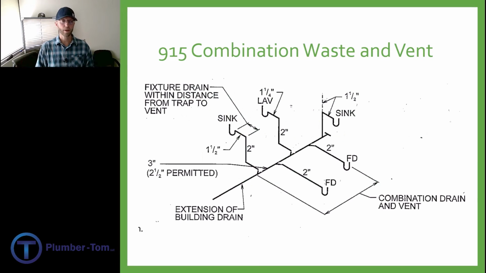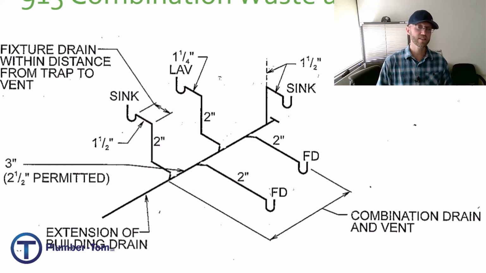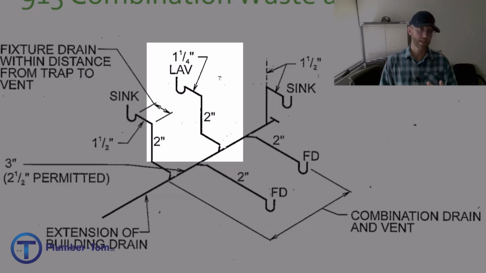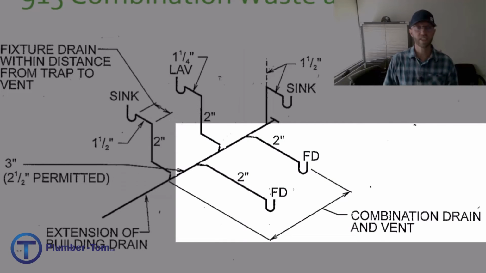Have a look at this diagram. We have a number of fixtures, sinks, lavs, floor drains. Most of these are being vented using the combination waste and vent. You see on the left side a sink. The pipe rises up, comes over, traps. Same with the lav. And the floor drains are just extending out.